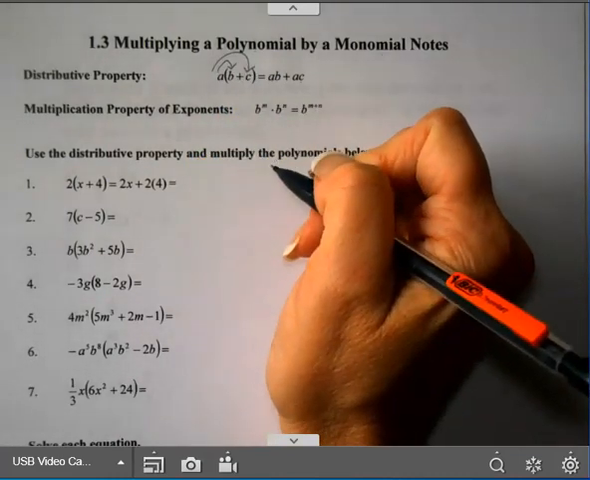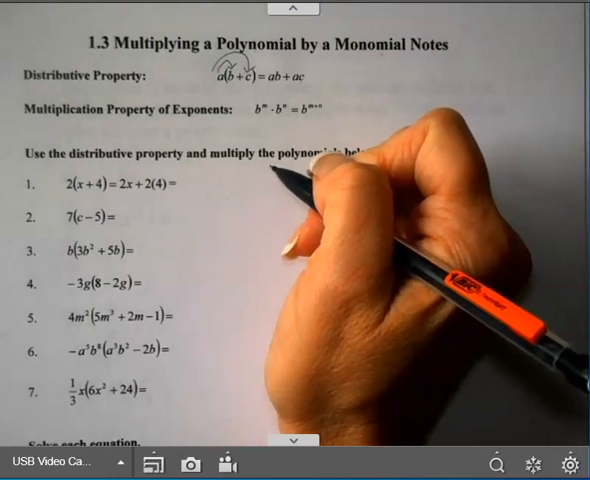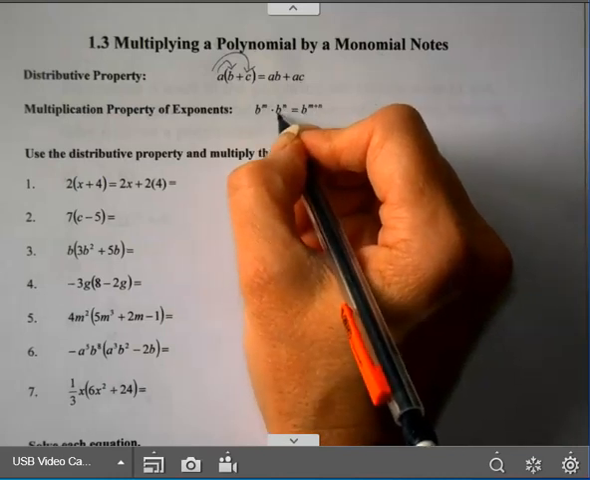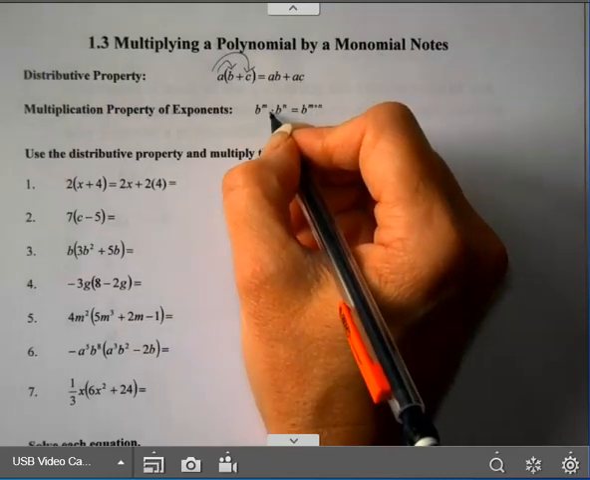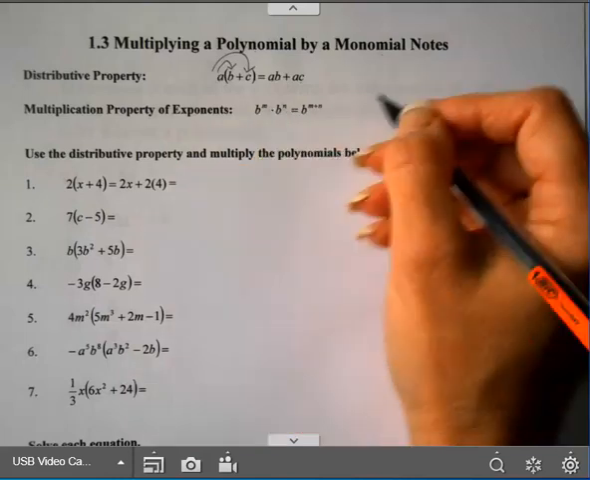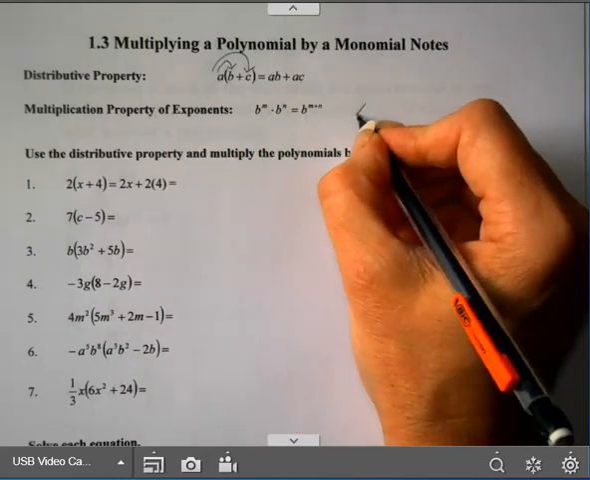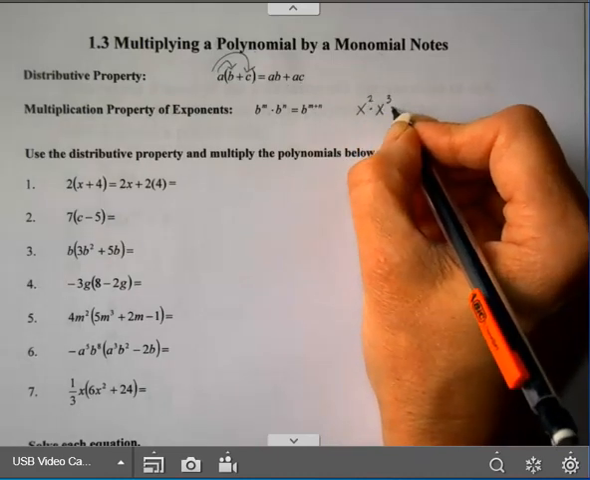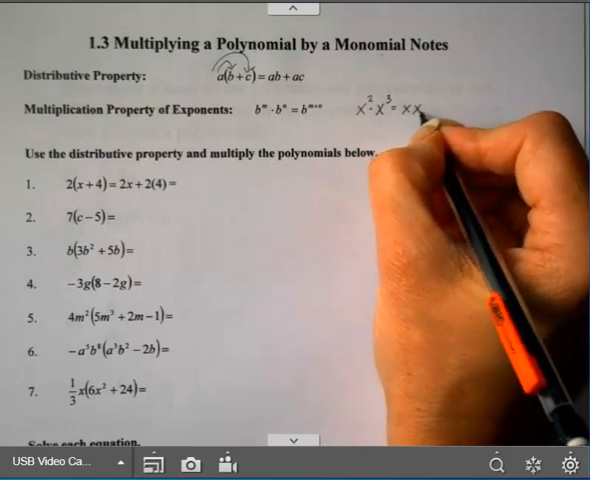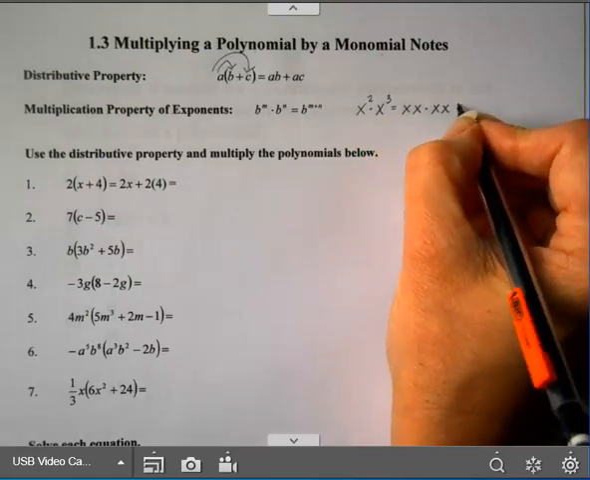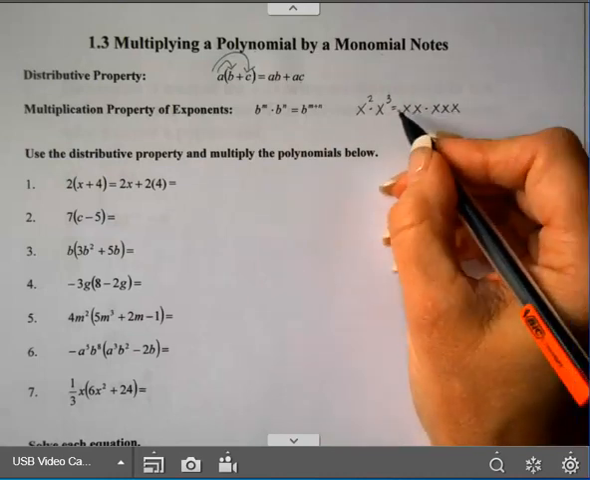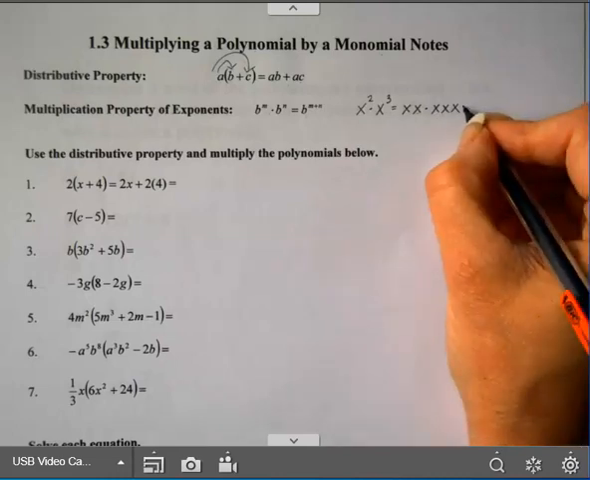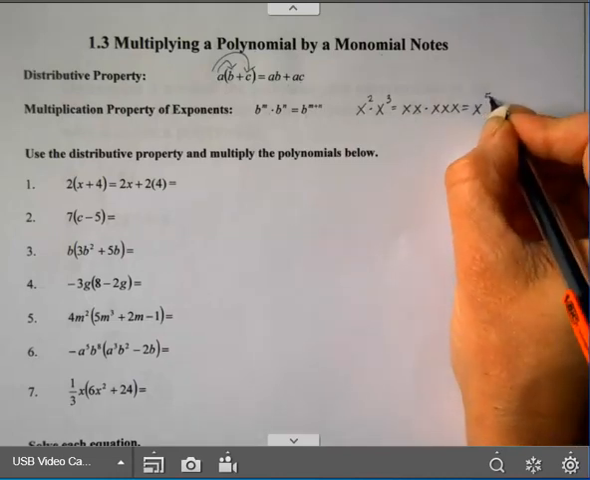For the multiplication property of exponents, b to the m times b to the n, if you write the base again, and this is multiplication, you add the exponents. A quick example of that would be if I had x squared times x cubed. That would be x times x times x times x times x. So I have two x's multiplied together here, three more x's multiplied together, so a total of 5 x's are multiplied together on that.